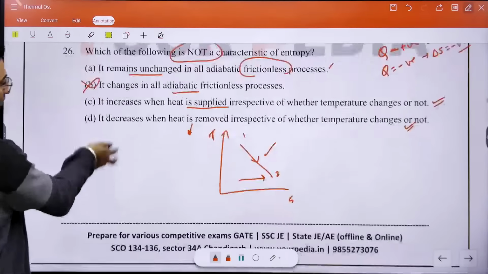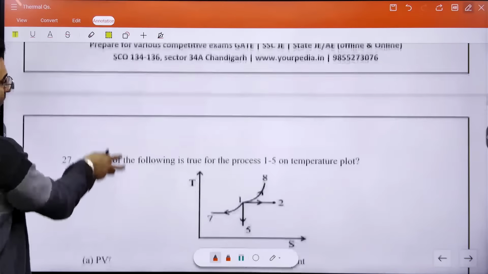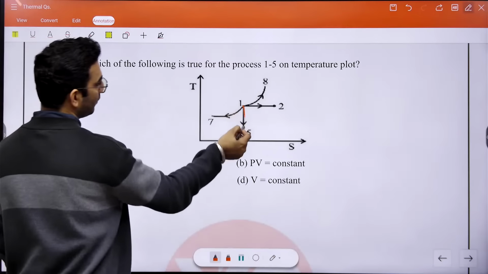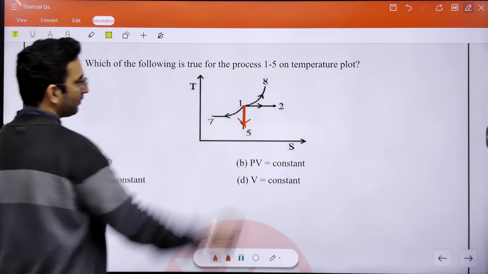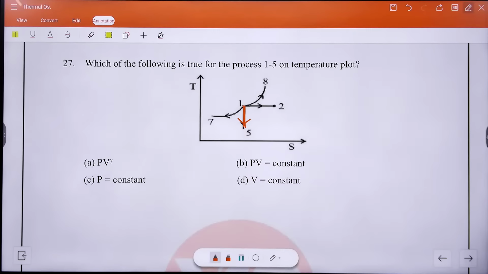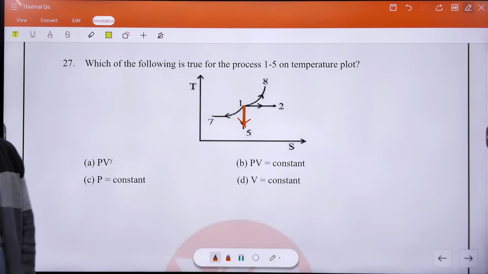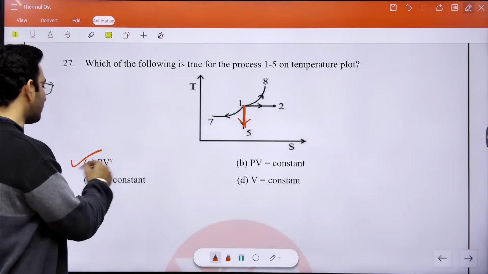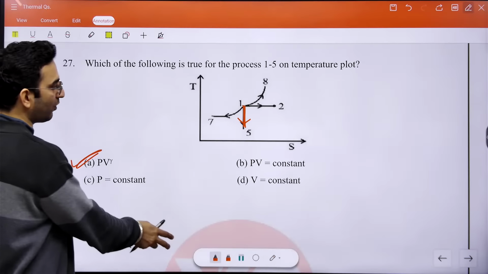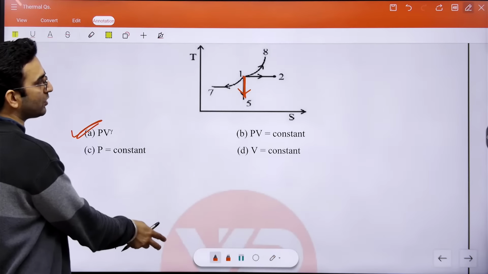Next part. Which of the following is true for the process 1 to 5? Answer A, B, C, D? Constant volume? Yes, option A. It is an isentropic process here. It is a graph between temperature and entropy, not pressure and volume. So PV^gamma equal to constant is the correct one here.